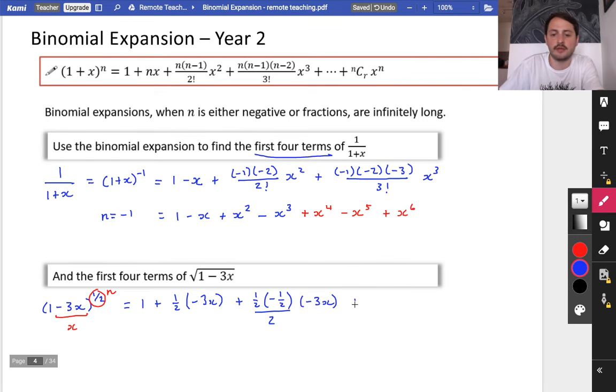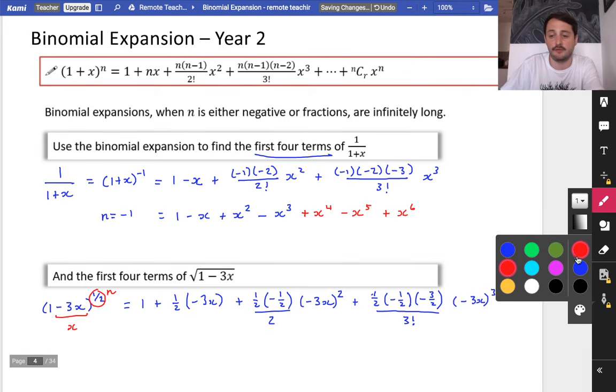And then my next one is going to be, oh, don't forget to square it for this one here. Silly me. And then we've got n minus 1, and then minus a half minus 1 is minus 3 over 2. And that's going to be divided by 3 factorial. And I just know that 3 factorial is 6 because it's 3 times 2 times 1. And then instead of doing x cubed, we're going to do our minus 3x all cubed.